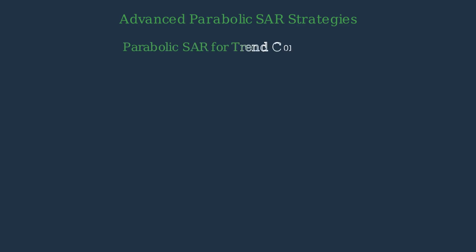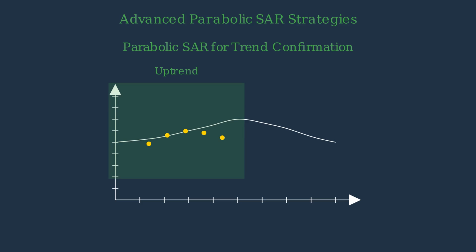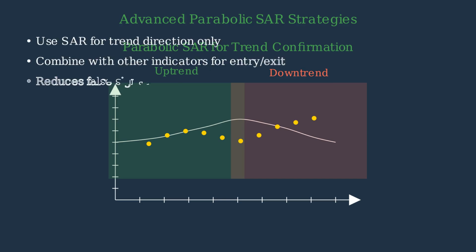Rather than using SAR for exact entry and exit points, advanced traders often use it purely for trend confirmation. In this approach, when the SAR dots are below the price, it confirms an uptrend. When the SAR dots flip above the price, it confirms a downtrend. This approach works by using SAR only for trend direction, combining it with other indicators for precise entries, and helps reduce false signals in choppy markets.